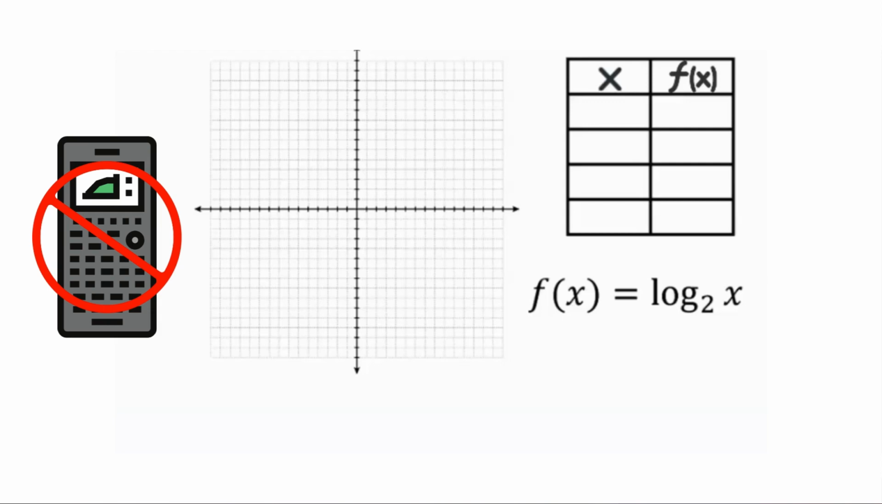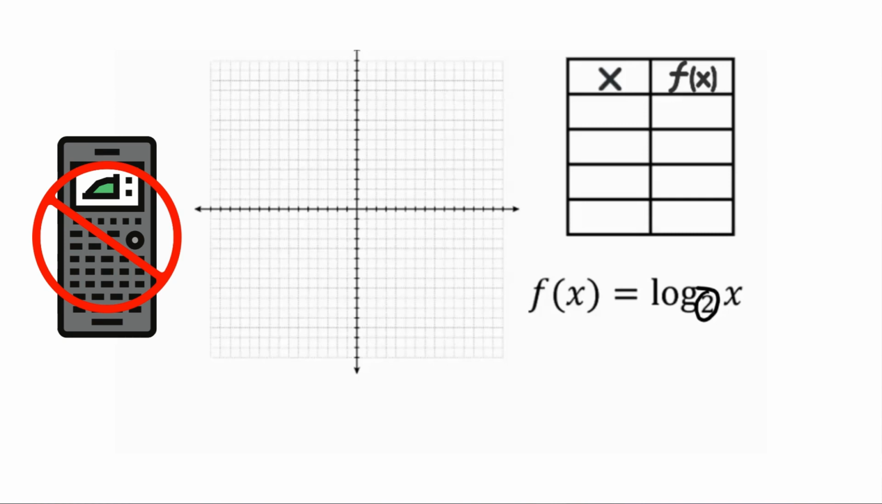All right, so we're going to graph f of x is equal to log base 2 of x. And the most important thing to do when graphing logarithms without a graphing calculator is choosing your x values wisely. So what we want to do is look at the base. In this case we have base 2.